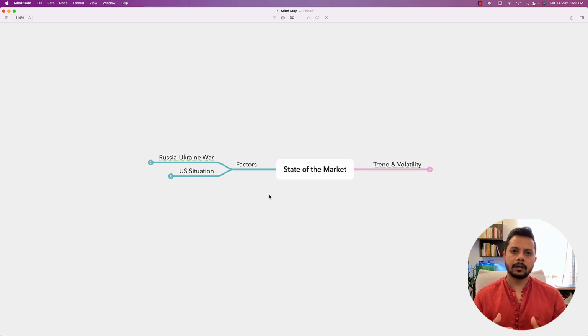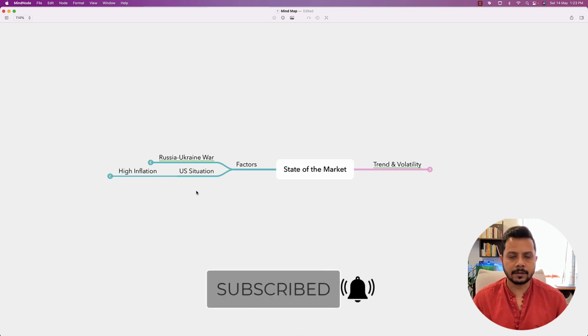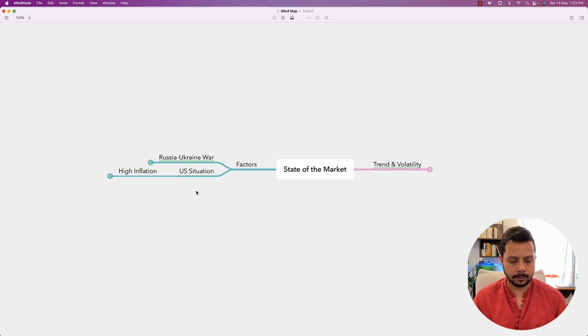The way I look at it, external factors are the US situation and the Russia-Ukrainian war. You can also think of inflation, but when we talk about the US condition, the inflation will anyway trickle down here as well. So what about the US inflation? The US inflation at the current juncture is at a 40-year high. It's a very, very high inflation in relative terms.